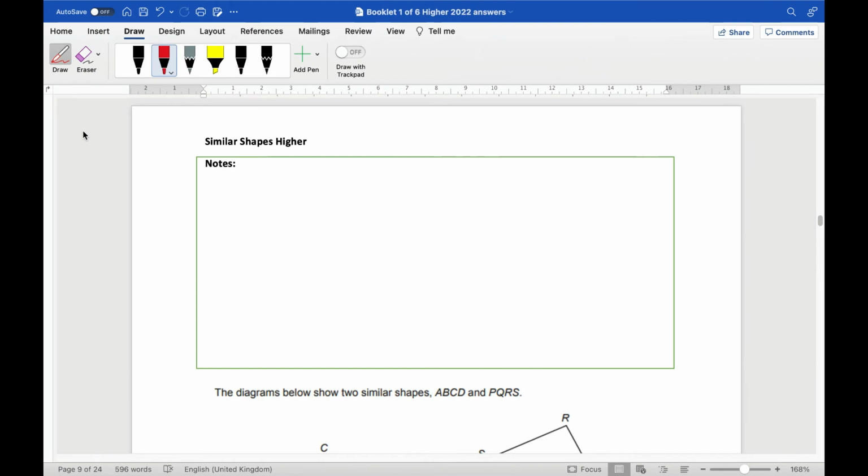The next section is similar shapes higher. What that means to you guys, the fact it's a higher tier, means it's not on the intermediate paper. It kind of narrows down what they're going to ask. An intermediate question would only involve length scale factors. Here's a length here, here's a length here, here's a length here, what's the length here, that kind of thing, okay? And by length, there are lots of words depending on the shape for length.